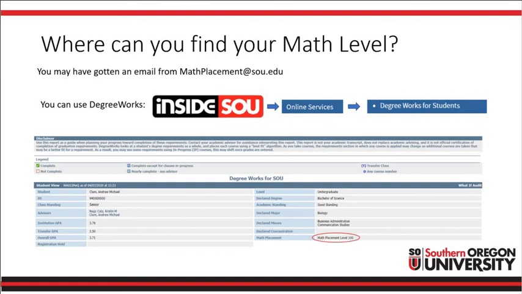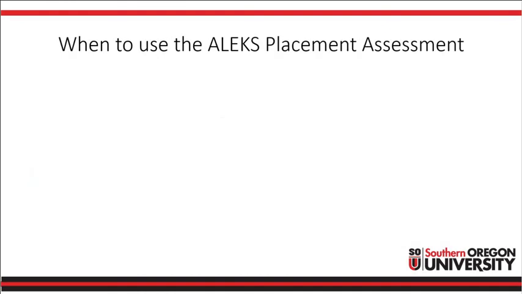In the bottom right, you'll see your math placement level. Sometimes, if you don't have a math placement level, you'll see a different message which says to contact a phone number that looks something like this. If you see that, you're welcome to contact Math Placement, simply emailing mathplacement@sou.edu.